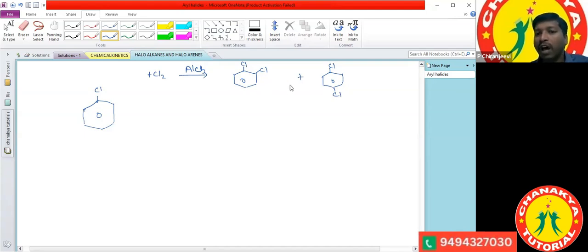If you compare the ortho and para, which one is the major product and which one is the minor product? The para substitution product becomes the major product and the ortho one becomes the minor product. How are you telling that the ortho one becomes the minor product? Because the para one has a symmetrical arrangement. There is no steric hindrance. When two bulky groups are present on the same side, they have steric hindrance.